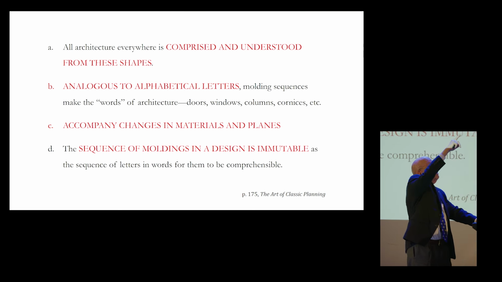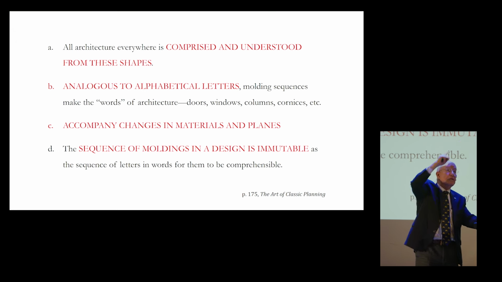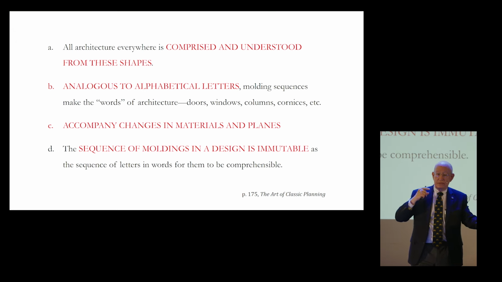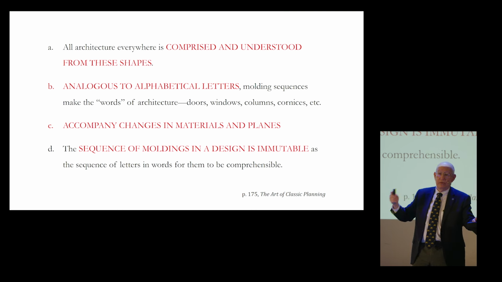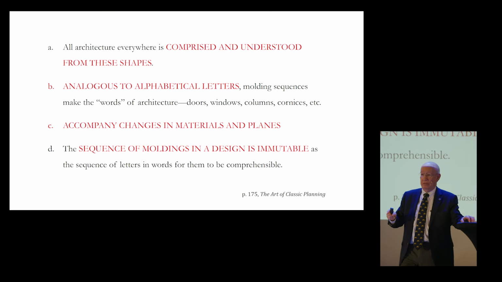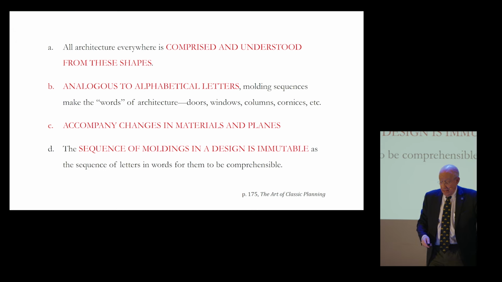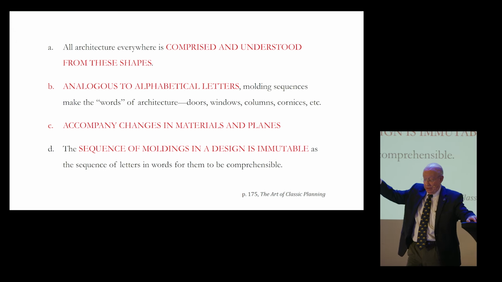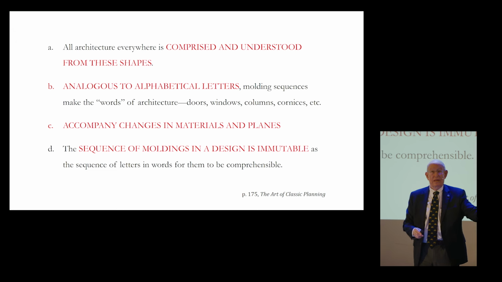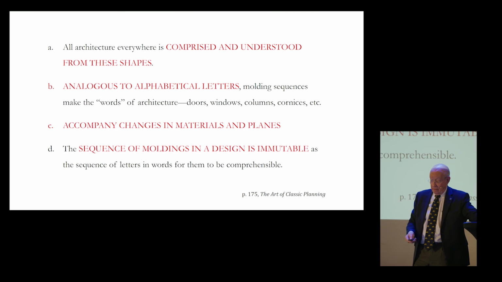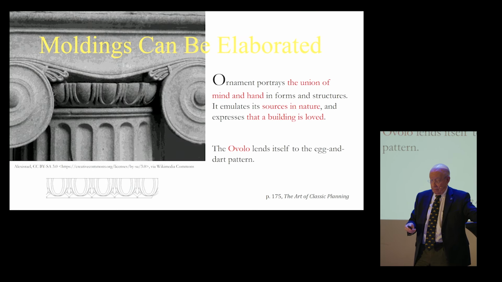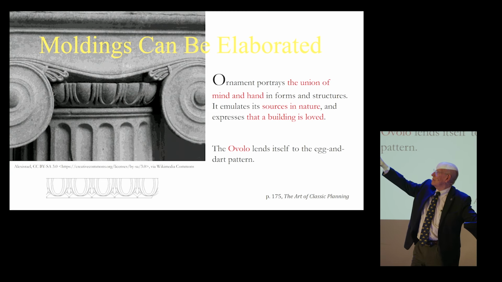If you changed the order of these moldings in the order, it would not be comprehended in the same manner. And this sequence is immutable. It's not that the actual form is immutable, it's the sequence that is immutable. And generally, moldings come together with changes in materials or changes in planes, places where we need to hide the shame, so to speak, or elaborate. We can elaborate them. And you can see that wherever we have elaborations, they're actually a very simple shape.